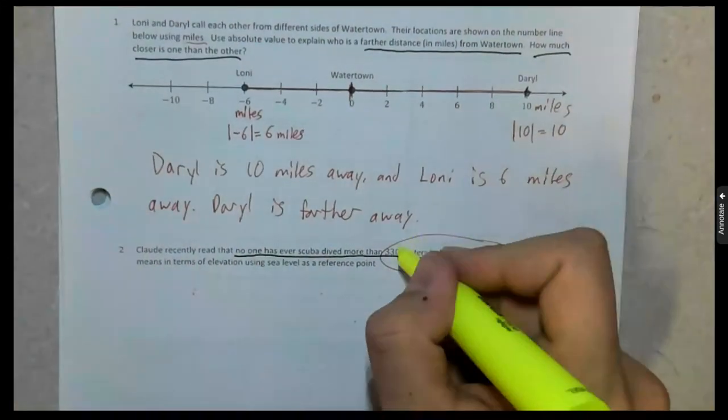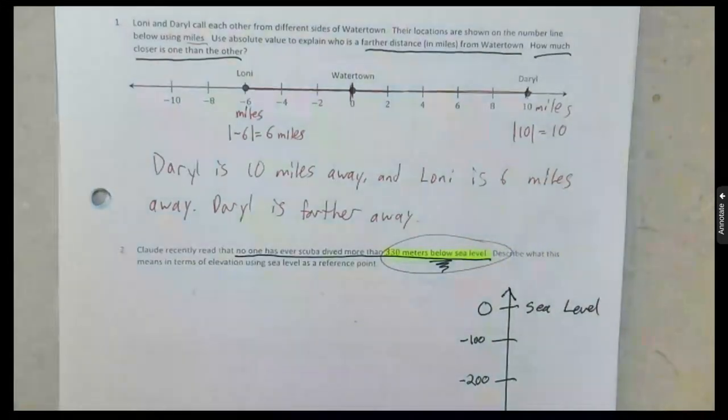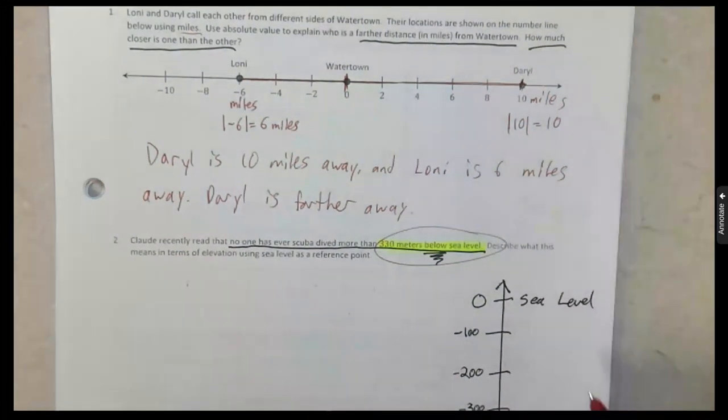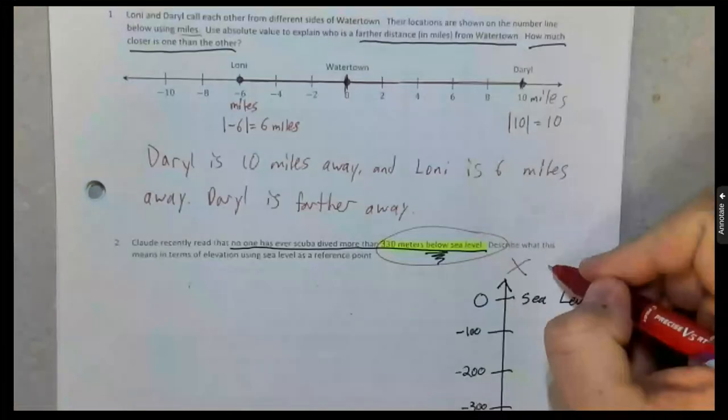Claude recently read that no one has ever scuba dived more than 330 meters below sea level. It's very hard to scuba dive above sea level because there would be no water there. So describe what this means in terms of elevation using sea level as a reference point. So again, you can't really swim above sea level.